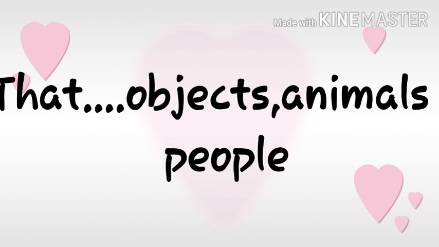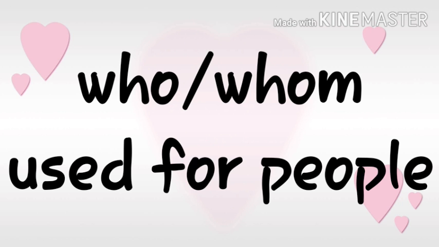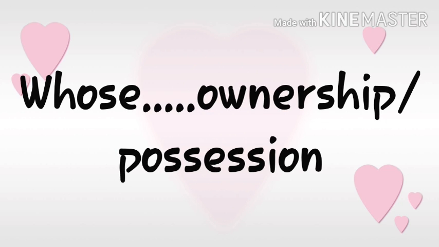That is again used for objects, animals, or people. Which is used for things and animals. Who and whom are used for people. Whose also shows possession: his pen, her box, etc. When is used to describe the time. Now let us look at a few sentences.